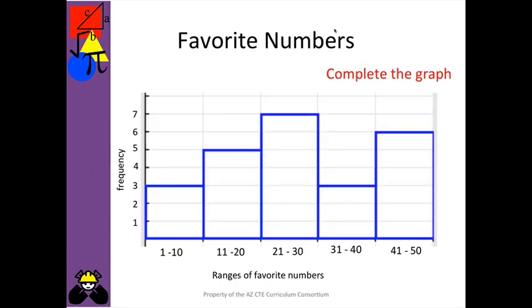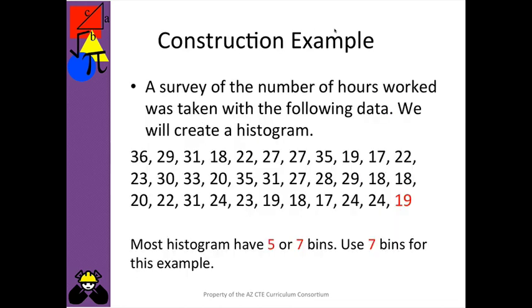Welcome back. So then I had the bars. I created the bars. I made sure that I had them touch. There were 3 values from 1 to 10. There were 5 from 11 to 20. From 21 to 30, there were 7. From 31 to 40, again, 3. And from 41 to 50, 6 people picked it. So I've got a nice graph. Each bar is the same width, and they touch. So we're done. All right.